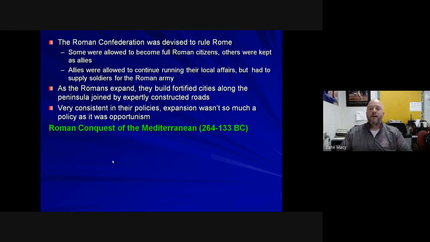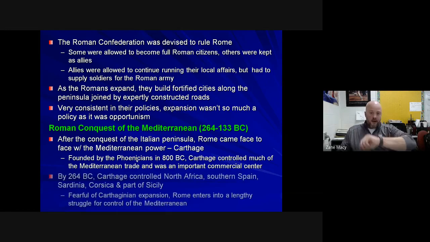Again, drawing it into the Republic, into the Roman Confederation. Now, the Roman Confederation was devised to rule all this land that the Romans were picking up. Some people were allowed full Roman citizenship. Others were not. The top tier would have been people drawn into the Confederation that are allowed full citizenship.